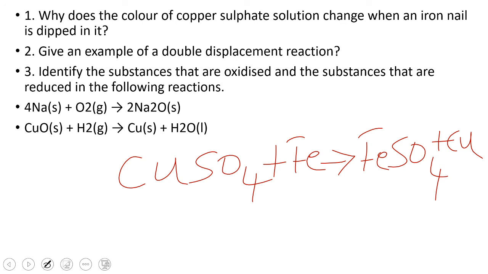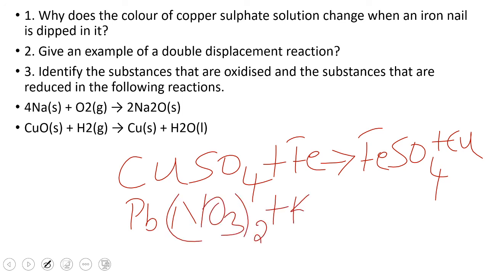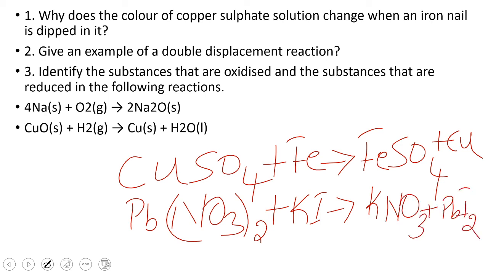Give an example of a double displacement reaction. We can give this: lead nitrate, Pb(NO3)2, reacts with potassium iodide to give potassium nitrate, KNO3, plus lead iodide, PbI2. This is an example of a double displacement reaction where lead reacts with iodine and forms lead iodide, and potassium reacts with nitrate and forms potassium nitrate.